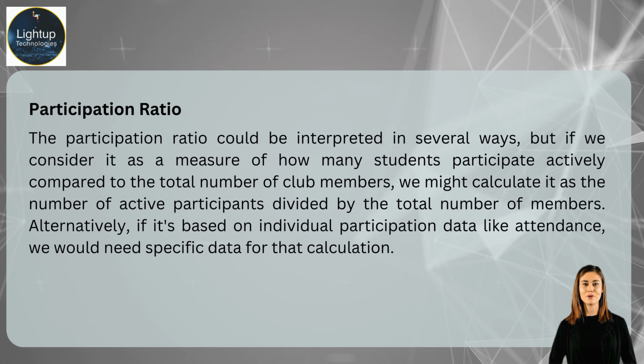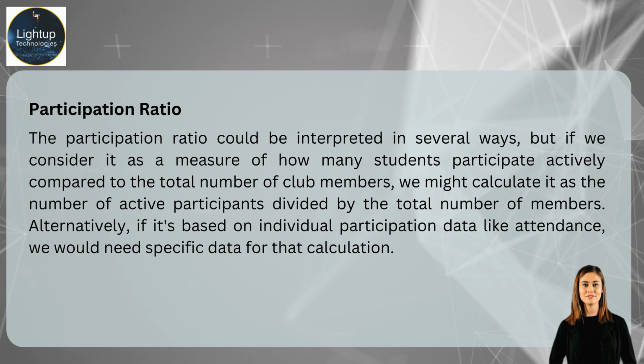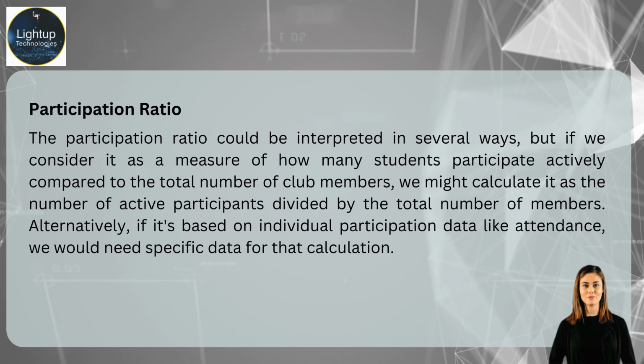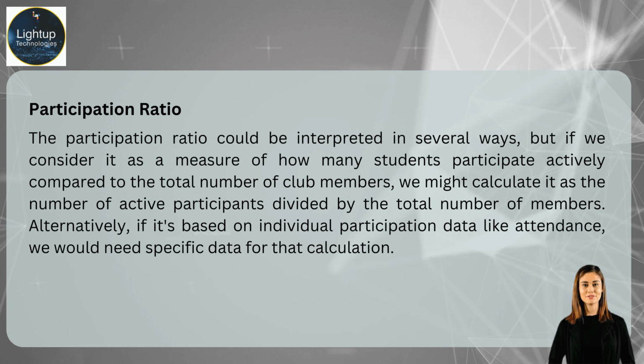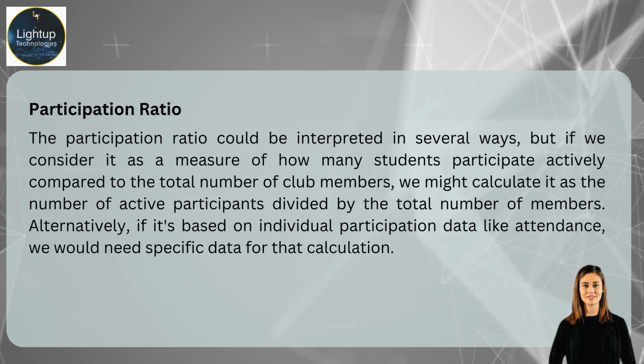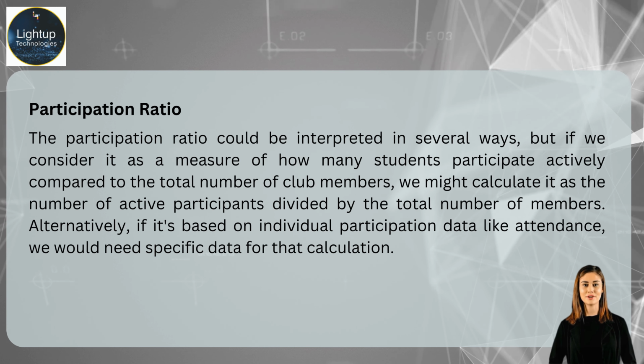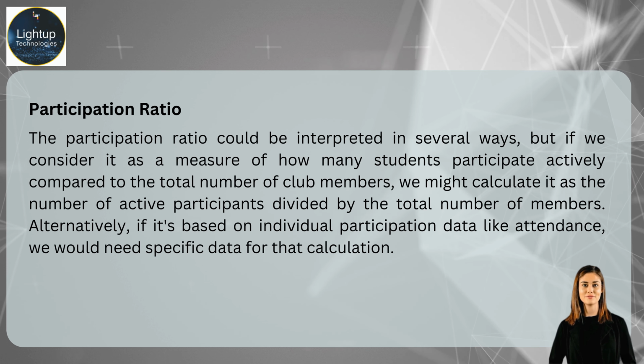If there's an even number of scores, the median is the average of the two middle numbers. Participation ratio. The participation ratio could be interpreted in several ways, but if we consider it as a measure of how many students participate actively compared to the total number of club members, we might calculate it as the number of active participants divided by the total number of members.